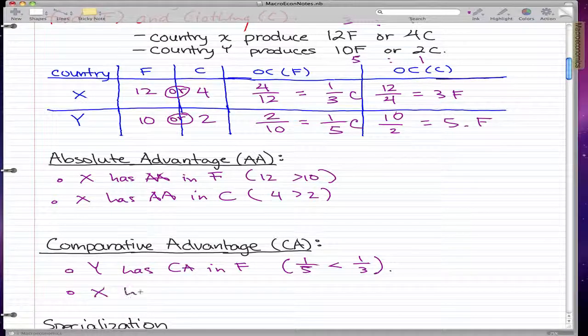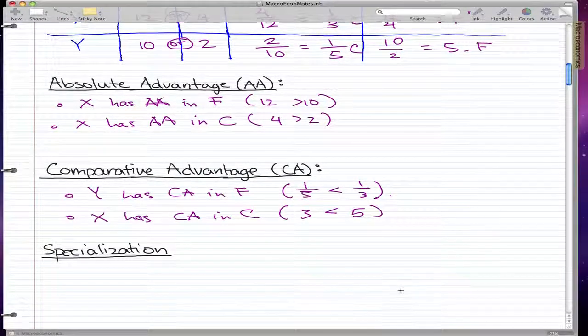Now X has the comparative advantage in clothing because the cost of making 1 more unit of clothing is 3 pieces of food, compared to country Y, which has to give up 5 pieces of food. So 3 is less than 5, and X has comparative advantage in C.